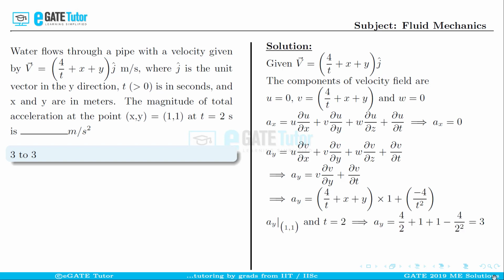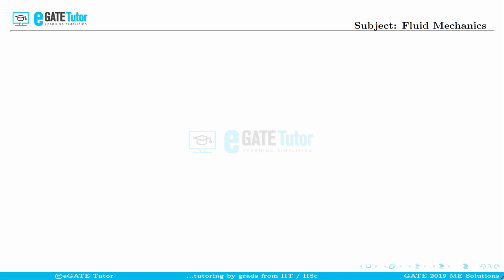Similarly, let us calculate the component of acceleration in Z direction, which is U ∂W/∂X + V ∂W/∂Y + W ∂W/∂Z + ∂W/∂T. Since we have the component W = 0 as well, we get the component of acceleration in Z direction is also equal to 0.